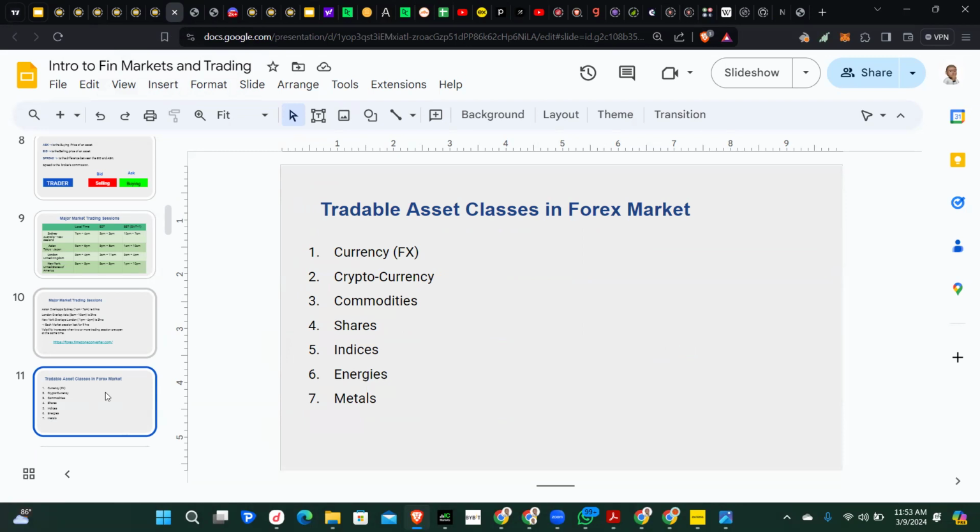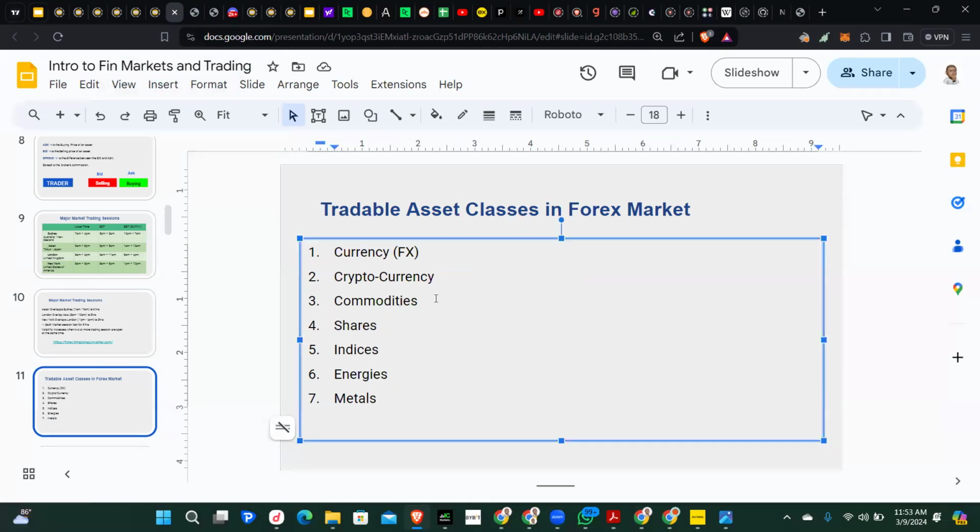Now let's look at the various tradable asset classes in the forex market. Yes, so these are some of the tradable asset classes in the forex market. We have the currency, or what we call the FX. Then we have the cryptocurrency, where we trade the crypto assets. We have the commodities, where we trade things like cocoa, cotton, and groundnuts, and the rest of them. So we trade these in the market. We have the shares, we have the indices, we have the energies like crude oil. You can buy barrels of crude oil from the forex markets. Then we have the metals, something like gold, silver, and the rest of them.